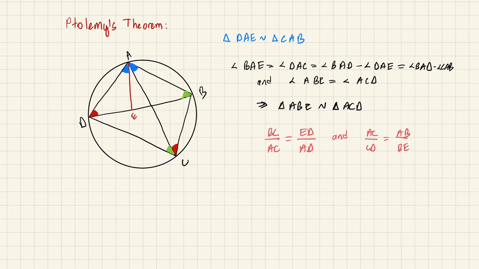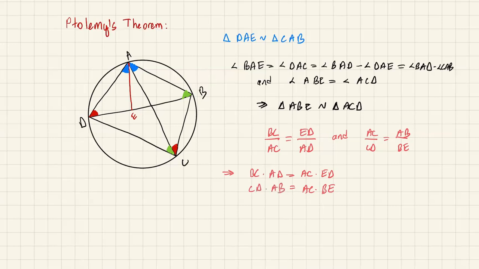Now I'd like to use these two proportions in a way that we can actually find our result. What I want to do is cross multiply. So that is going to be BC times AD is equal to AC times ED. And now for the second one, we have AC times, I'm going to write those ACs together, BE is equal to CD times AB.